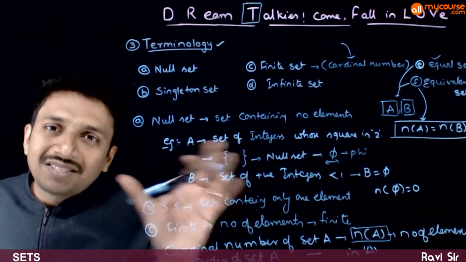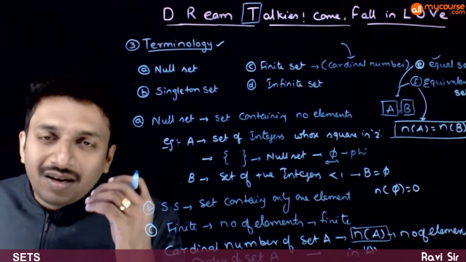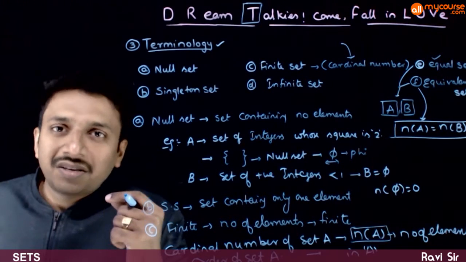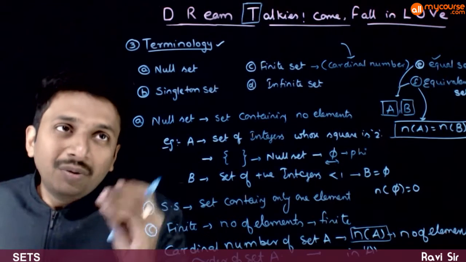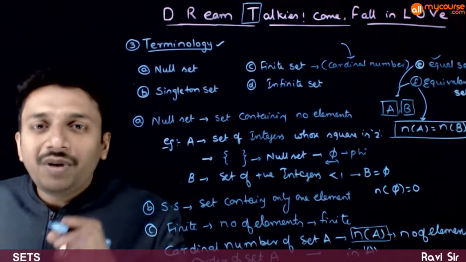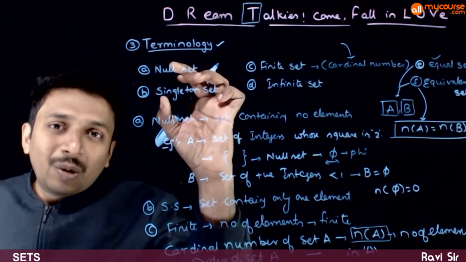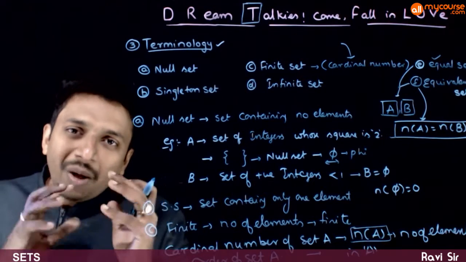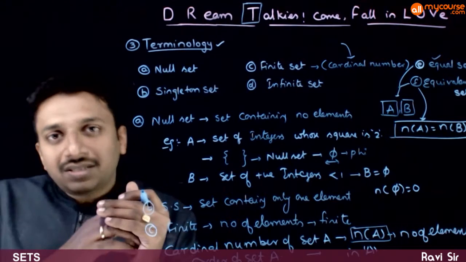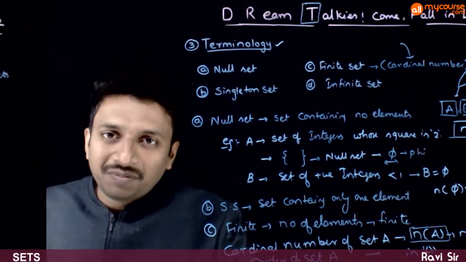I hope things are clear. So these are the first 6 terms that you need to know: null set, singleton set, finite sets, infinite sets, equal sets, equivalent sets. It's always better to remember things in pairs. When you remember things in pairs, both of them will be nicely remembered. So instead of remembering one by one, you remember in pairs: null set, singleton set; finite sets, infinite sets; equal sets, equivalent sets.